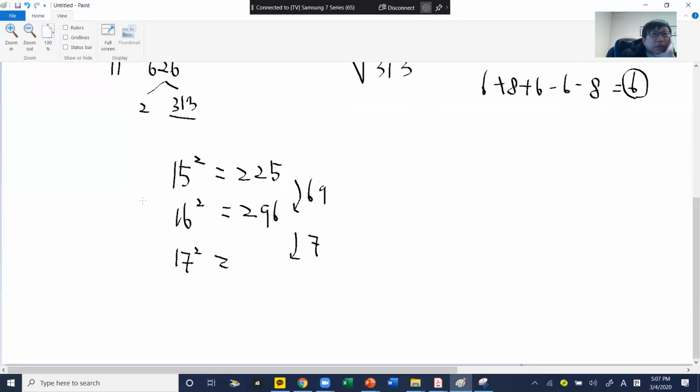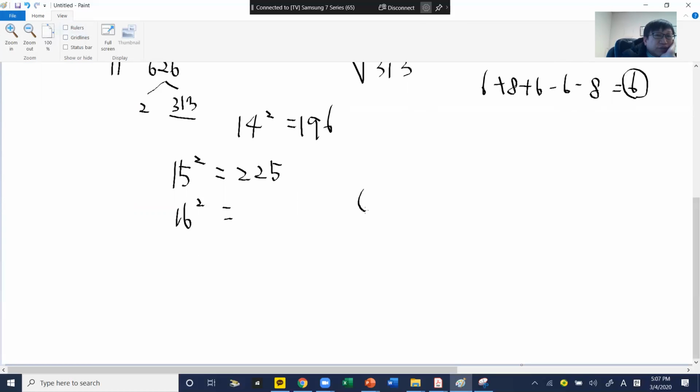Oh, 16 squared is, so not the 296. What is the 16 squared? 14 squared is 196, right? How can you get the 16 squared? I just want to use this one. 256, yes, 256. The difference is 31, right? Or 29, please. 29. I just want to give you some idea, okay?